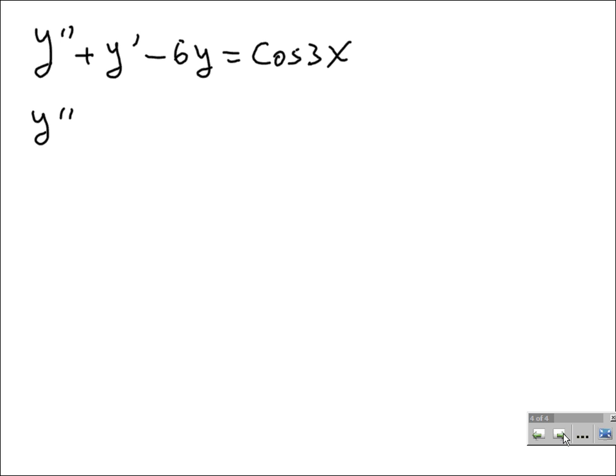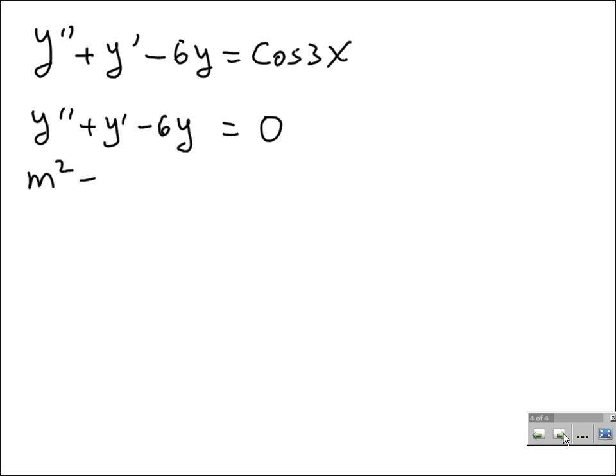Try another one. Suppose you have y double prime plus y prime minus 6y is some function of x. The first thing we want to do is find the homogeneous solution. That is, we say that this is equal to 0. And then it's of the type of the last section.